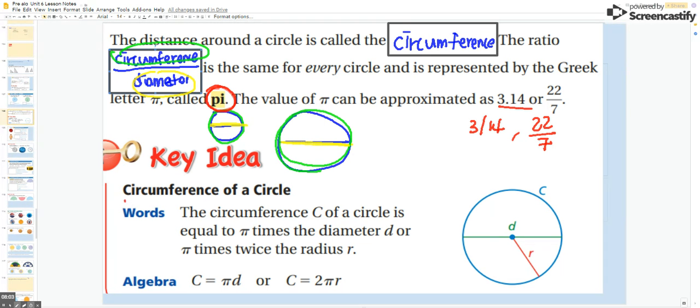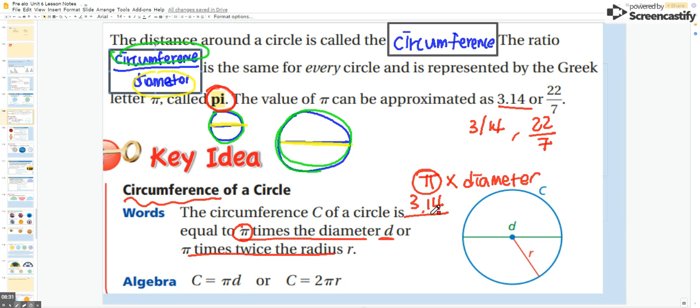All right, so let's look at the circumference of a circle. As we watched in the video clip, the circumference C is equal to pi times the diameter D, or pi times twice the radius R. So you need to remember one of them. You don't need to remember the whole thing, because pi is 3.14 times the diameter. Pi is a ratio. This is a number, not a variable, an actual number.